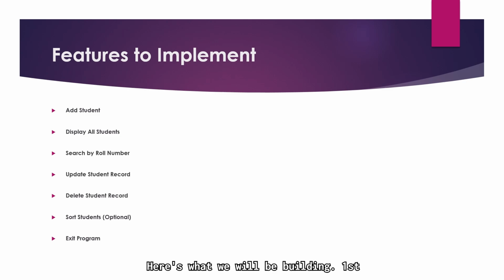Here's what we will be building. First, we need a way to add new student entries to our database. Then we should be able to display all the students stored in a vector. Next, we will implement a search function to locate a student by their roll number. Once found, we should be able to update their data, such as name or marks. We will also create a delete option to remove a student record from the list. For an extra challenge, you can add functionality to sort students, perhaps by marks in descending order. And finally, we will give users the ability to exit the program gracefully.